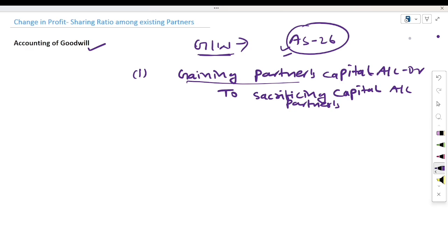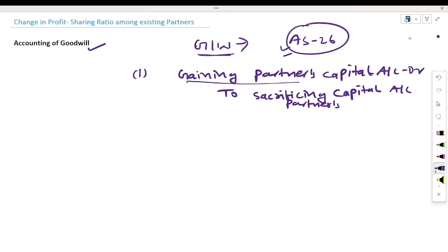If the question says that their capital is fixed capital, then we will use gaining partners' current account debit to sacrificing partners' current account. If it is not given, as in the case of fluctuating capital, we will use gaining partners' capital account debit to sacrificing partners' capital account.